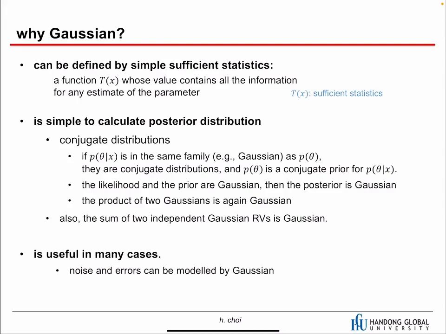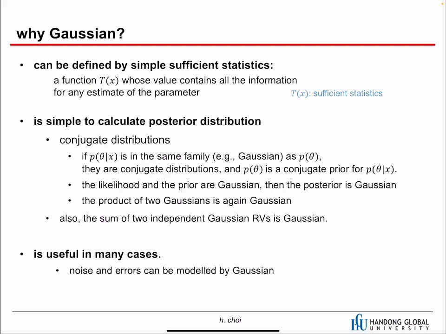Then why is Gaussian distribution so popular in machine learning and in engineering? There are a couple of reasons, and I think the Gaussian is simple, and it is useful in many ways. So let's take these reasons step by step.